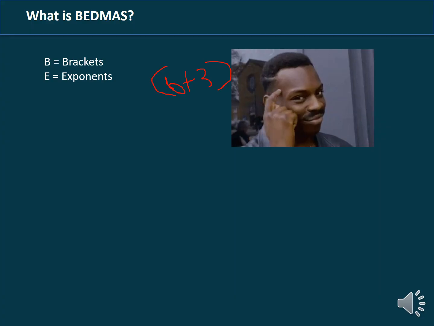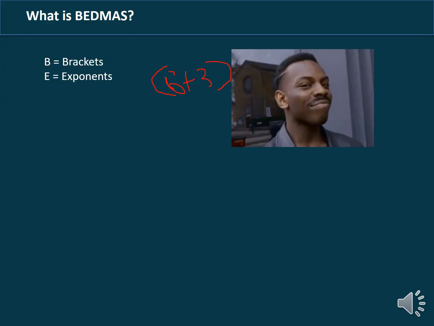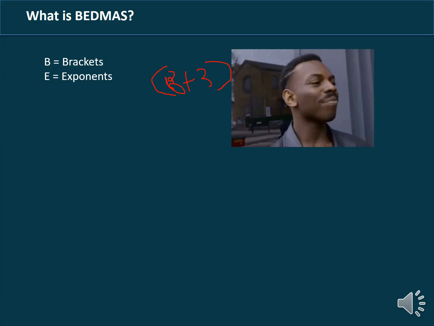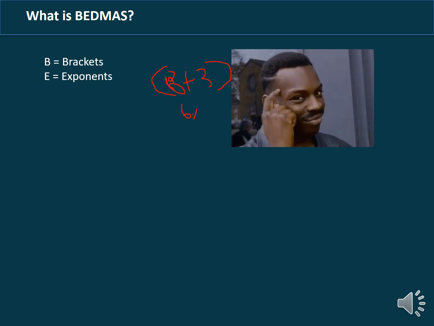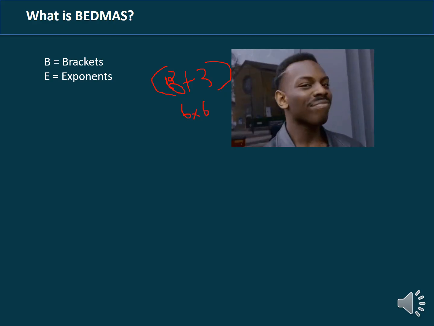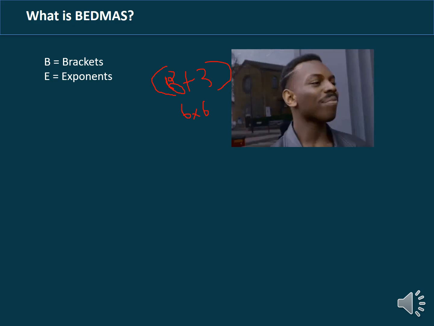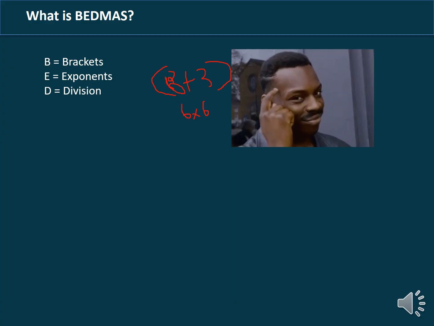E for exponents. Exponents basically means the number that goes to the right. So if we do 6 and 2, what would that become? Well, 6 and 2 just basically means 6 times 6. It's just multiplying itself repeated times, as it says by the 2. We could do 6 and 3, 6 times 6 times 6. Alright, guys, you understand? For D, division.